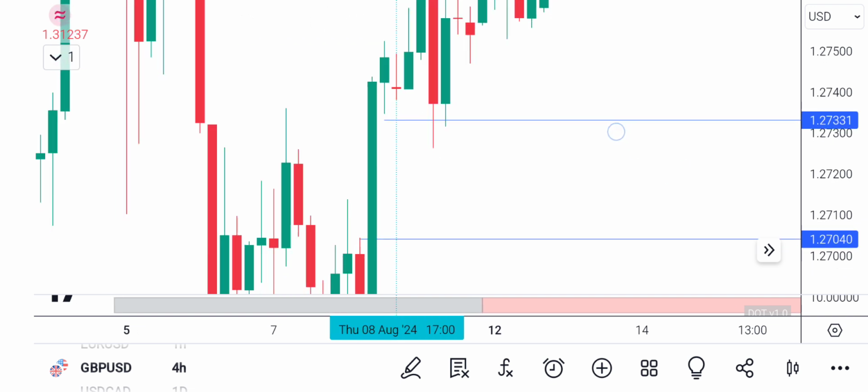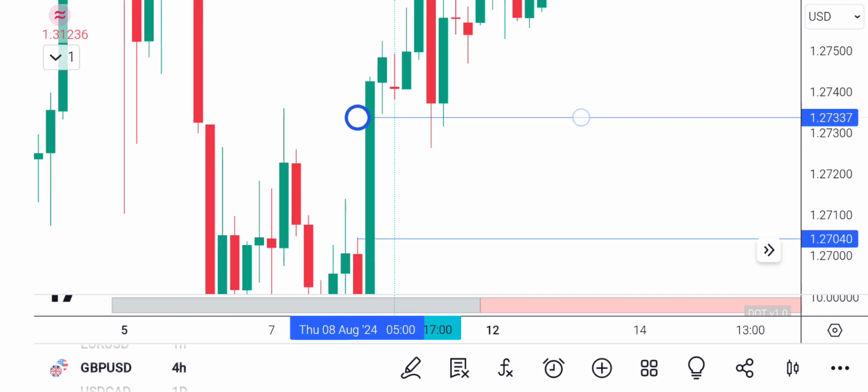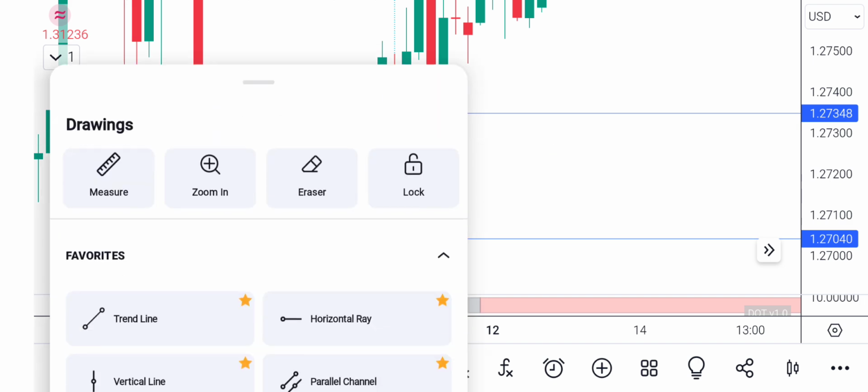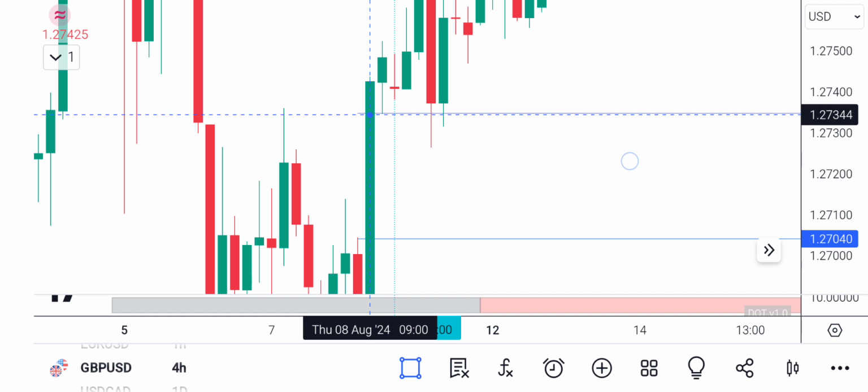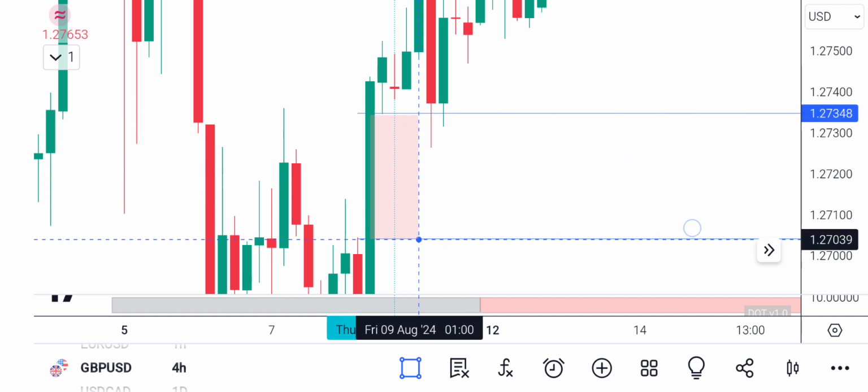Is it coming back to fill a fair value gap? Is it coming back to fill a liquidity void? Is it coming back to trade into a breaker block or an order block or a mitigation block? IPTA is always going in for something. It is always running out for something.